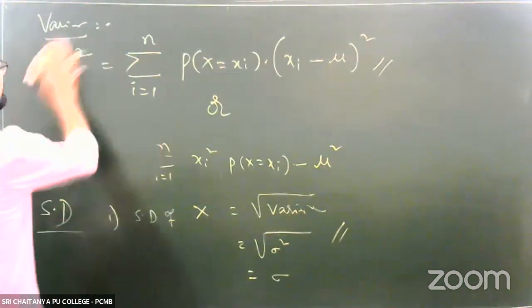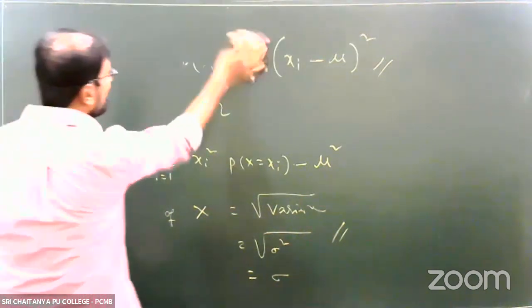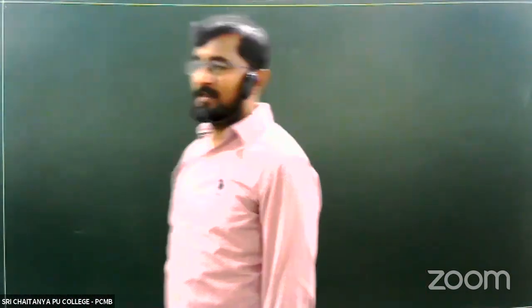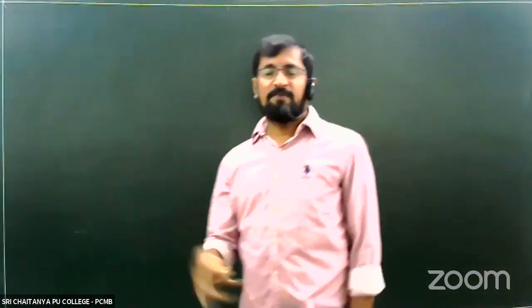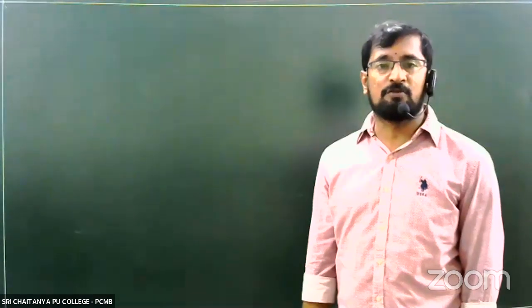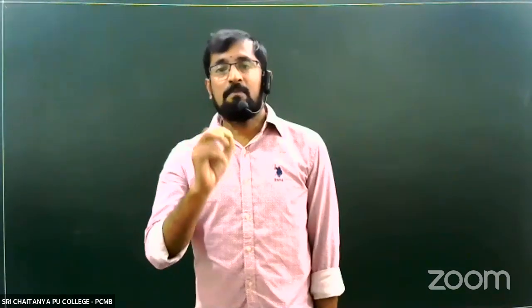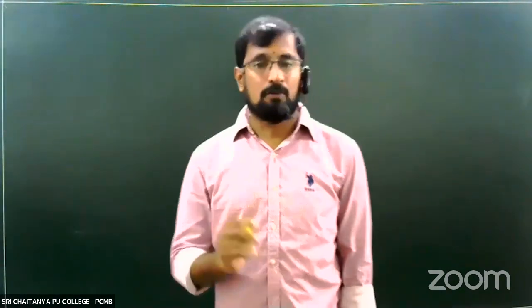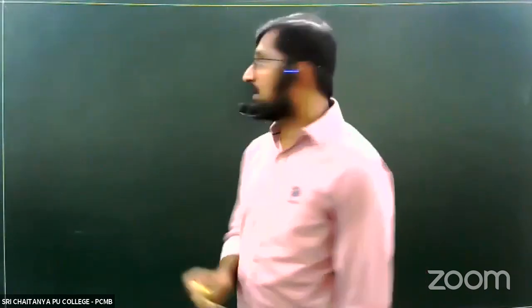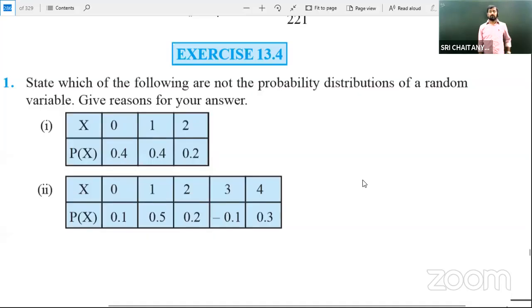See, before going to do this, he is going to ask you one question like, which of the following are probability distributions? Okay, first of all, which of the following are probability distributions he is going to ask you. At that time, what to do? Sum of two rules you should know whether it is a probability distribution or not. That means in 13.4, he is going to give you the questions like this.